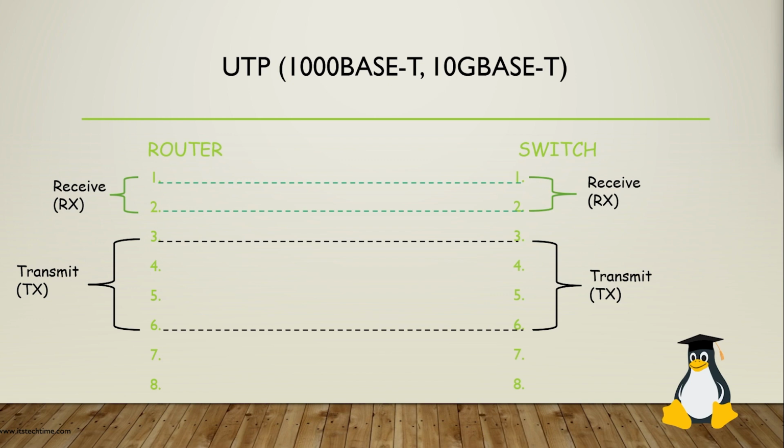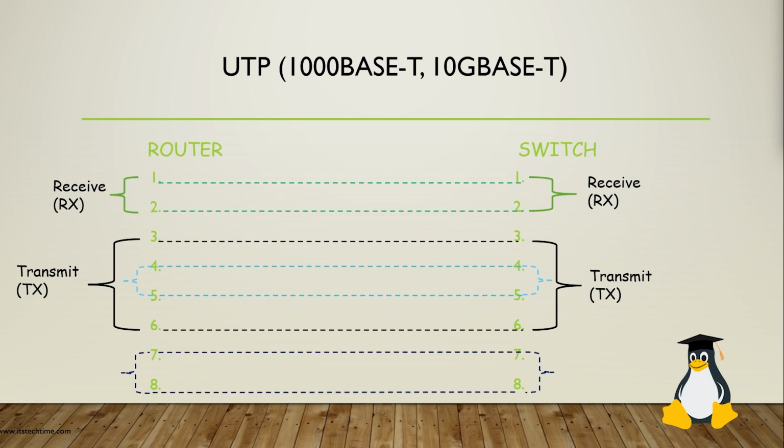So now once we move up to higher speed Ethernet cables, all 8 wires are going to be used. So one pair is going to be 1 and 2, a second pair is going to be 3 and 6, a third pair will be pins 4 and 5, and the fourth pair will be pins 7 and 8.